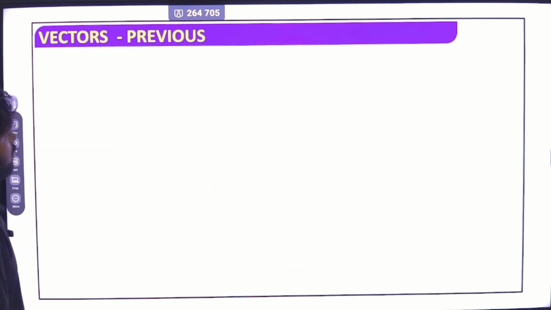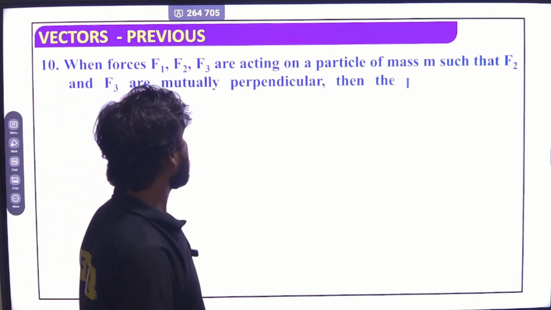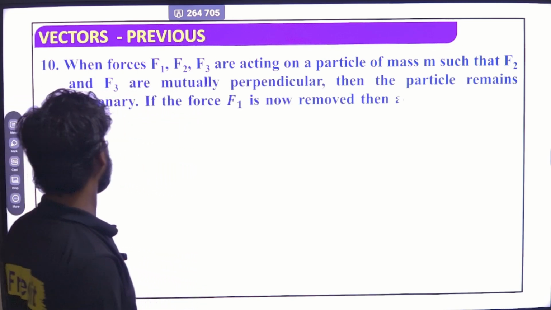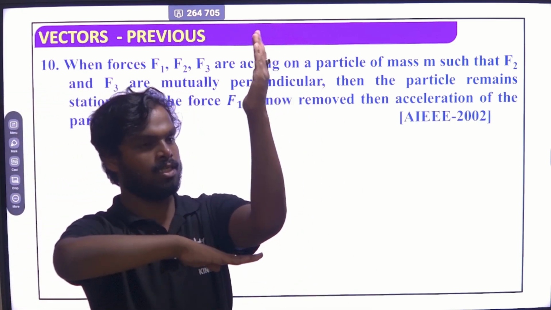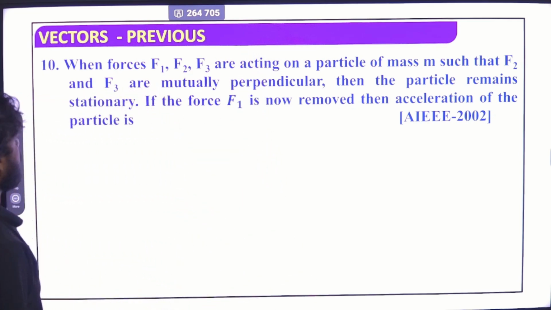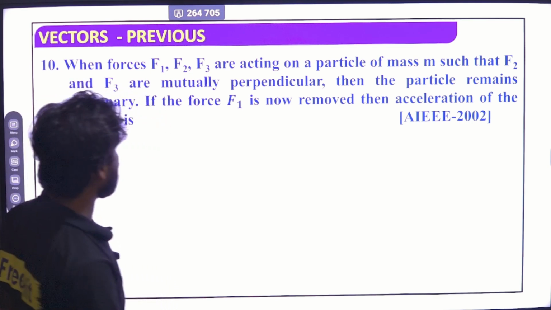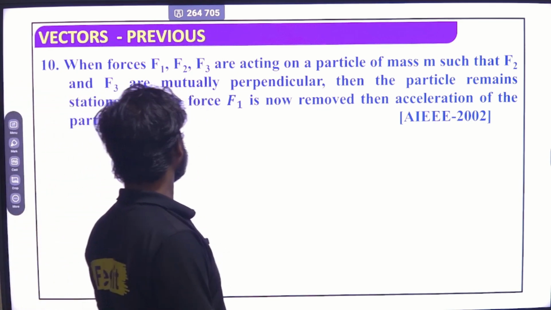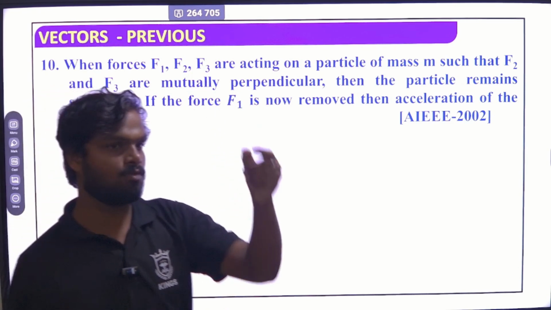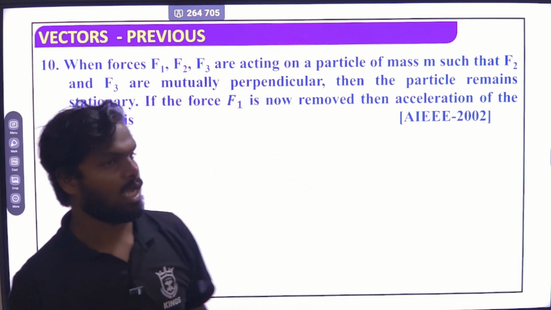Now let's go to the next question. When the forces F1, F2, F3 are acting on a particle of mass m such that F2 and F3 are mutually perpendicular, meaning suppose this is F2 and this is my F3, they are perpendicular to each other. Then the particle remains stationary. If the force F1 is now removed, the acceleration of the particle is, it is saying a particle is there and forces F1, F2, F3 are acting on the particle such that two forces are perpendicular and the particle is at rest.